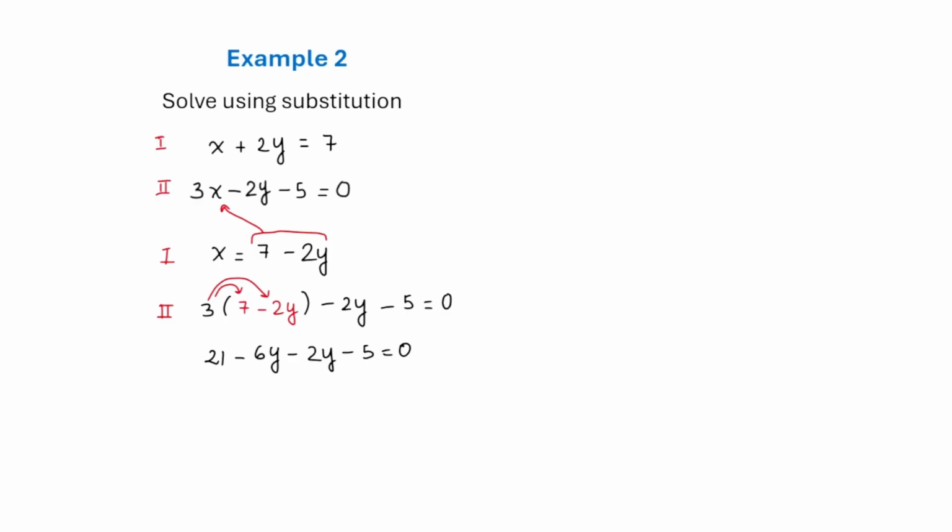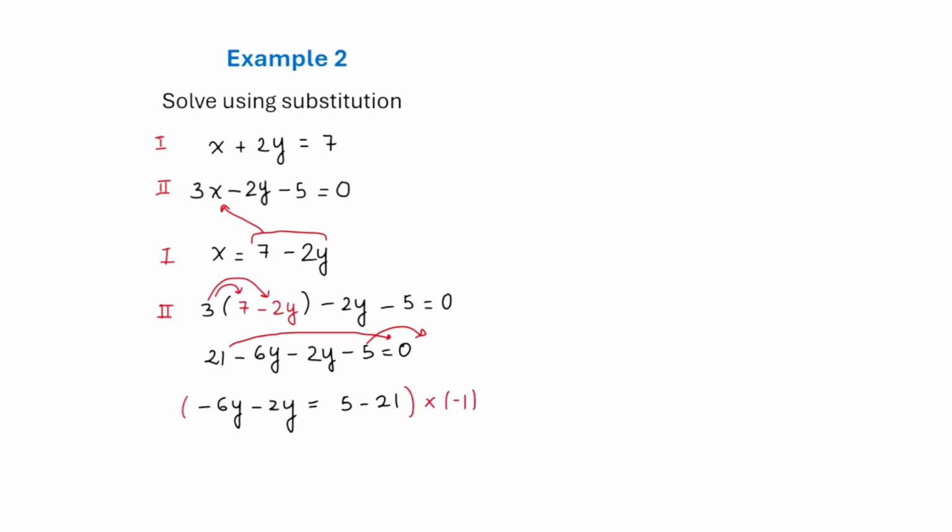We want the terms with y on one side and the constants on the other side. So we move positive 21 and negative 5 to the right-hand side. This gives -6y - 2y = 5 - 21. At this point, we have negative y terms on the left-hand side. To make the equation easier, we can multiply everything by -1.